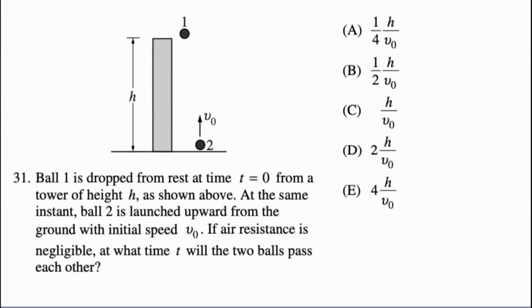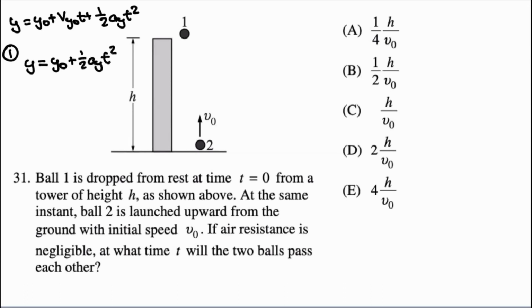So the one equation that's going to govern the motion of both of these balls is y equals y naught plus v y naught t plus 1/2 a y t squared. So let's focus on ball 1. We know that it's dropped from rest, so the v y naught t goes to 0. So y equals y naught plus 1/2 a y t squared. And y naught happens to be h, the height that it's at. So it's h plus 1/2 a y t squared.